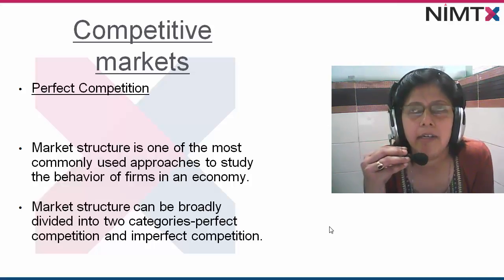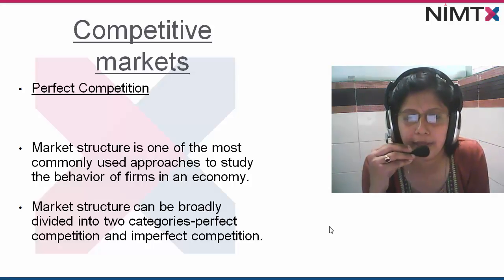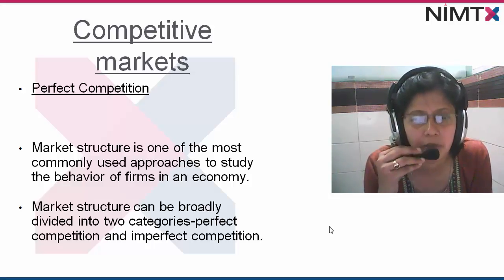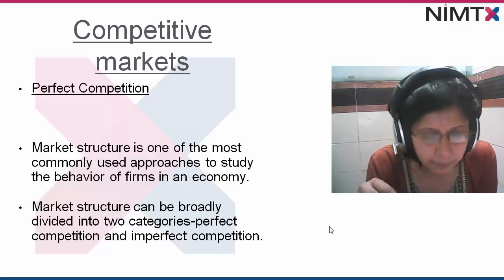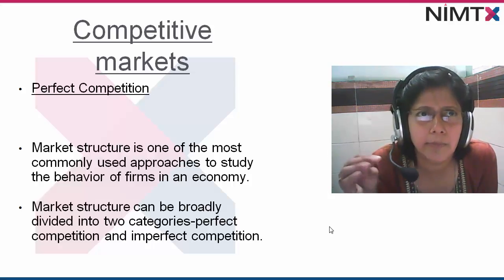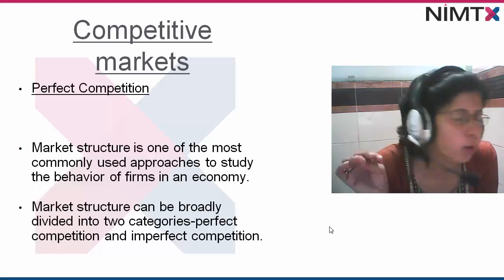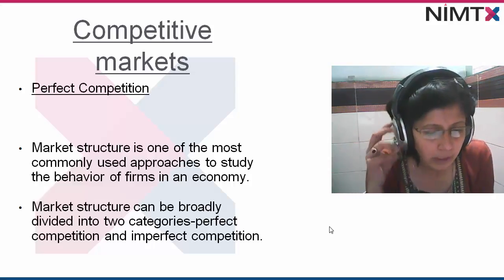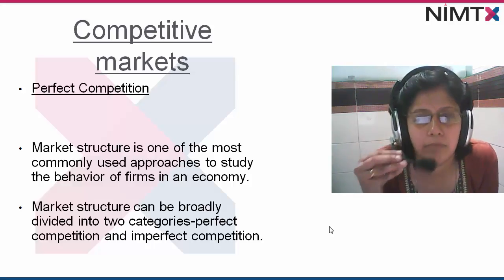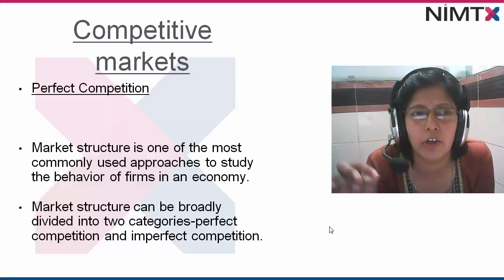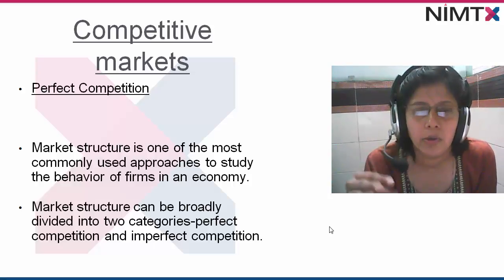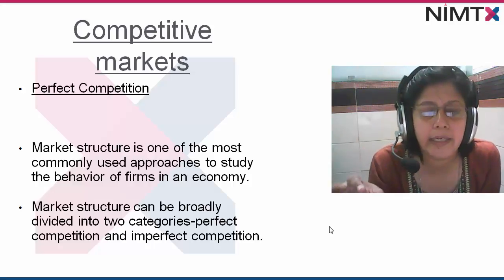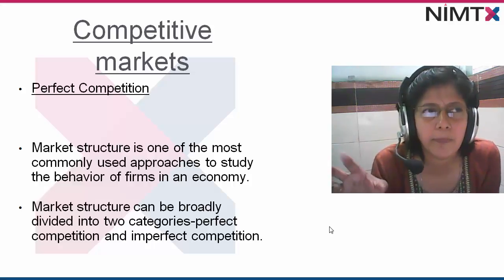As we know, the market structure can be broadly divided into two categories, that is perfect competition and imperfect competition. Perfect competition is that competition where we have a large number of sellers and buyers, and nobody can influence the price of a product. You can buy the product according to your desire, because there are a number of buyers and sellers who are going to produce that particular product. Now the second term is imperfect competition.